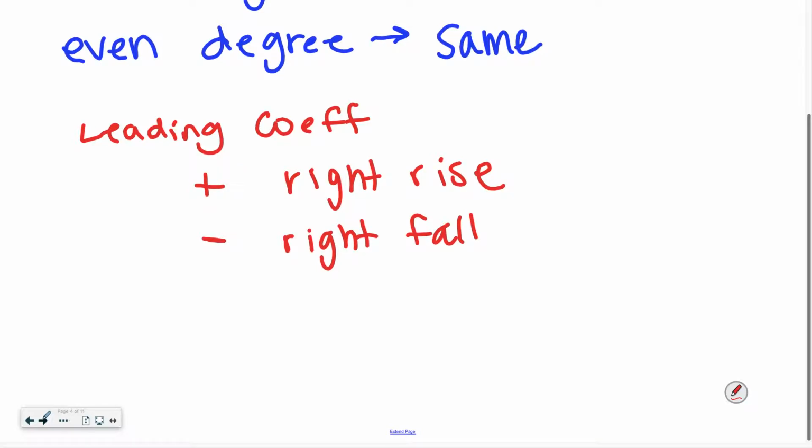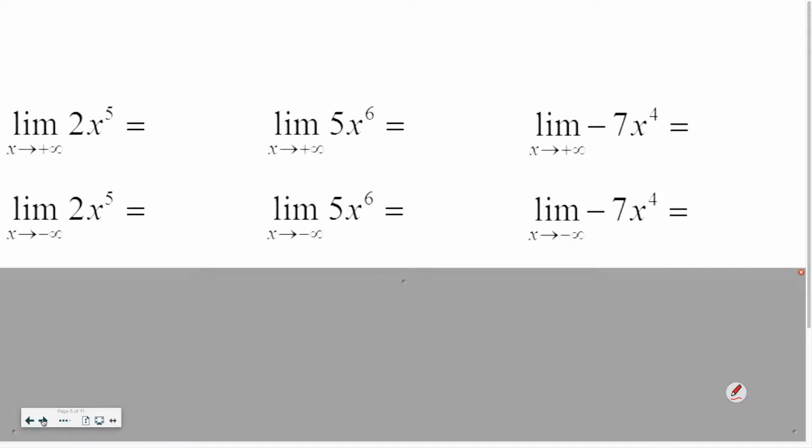Okay, so let's look at some polynomials. Really boring and basic stuff. So 2x to the fifth. We are going to look at the limit as x approaches infinity and the limit as x approaches negative infinity. So think about 2x to the fifth.